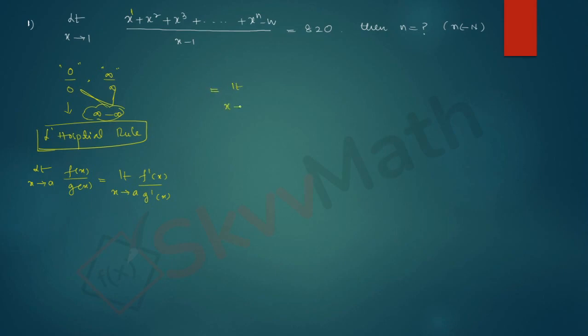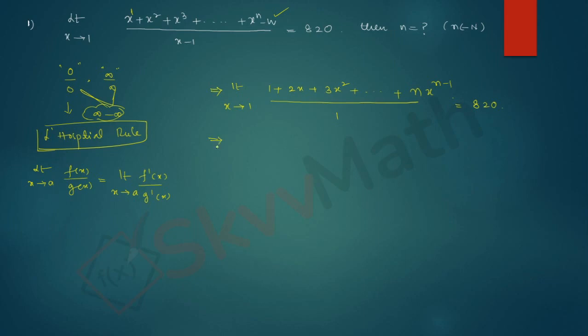Limit x tends to 1. So you have to differentiate the numerator. So x derivative is 1, plus x² derivative is 2x, plus x³ derivative is 3x², so plus up to so on x to the power of n, derivative n into x to the power of n − 1. And minus n, derivative: n is a constant, derivative of a constant is 0, divided by, what you have here, x − 1 derivative. x derivative is 1, 1 derivative is 0, which is given as 820.